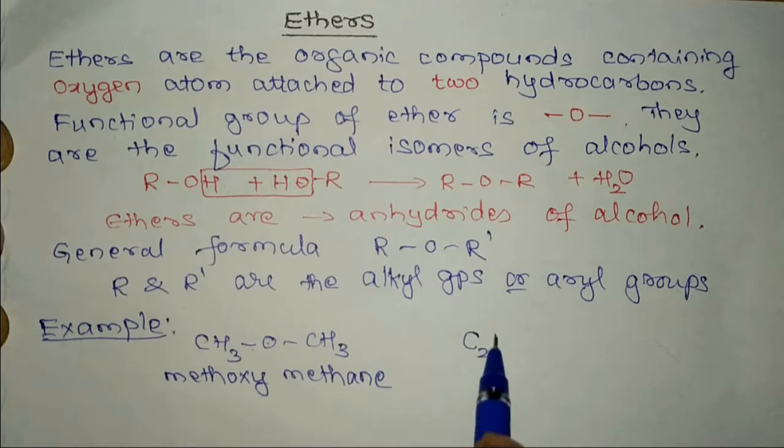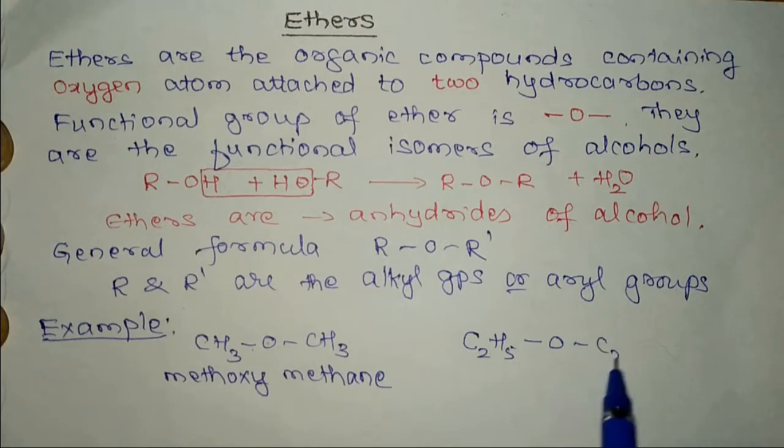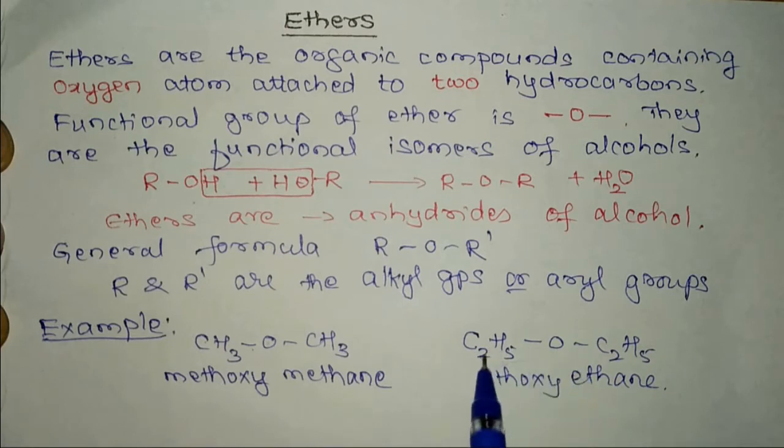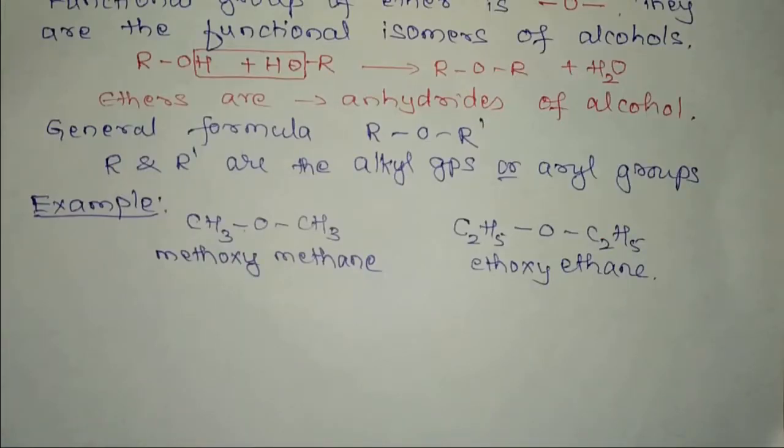This is another example, ethoxyethane. C2H6 is ethane. One hydrogen atom is replaced by the ethoxy group. So ethoxyethane. Next, let us see the types of ethers.